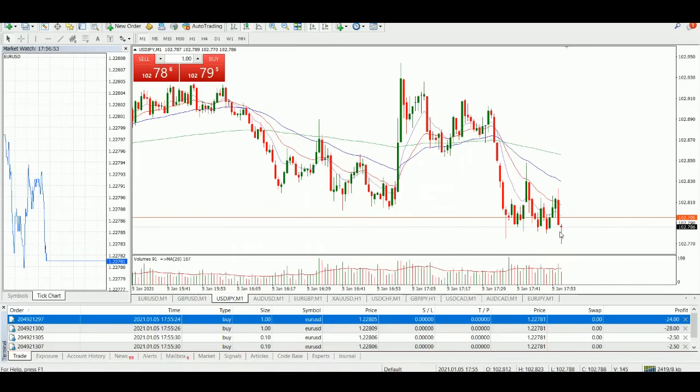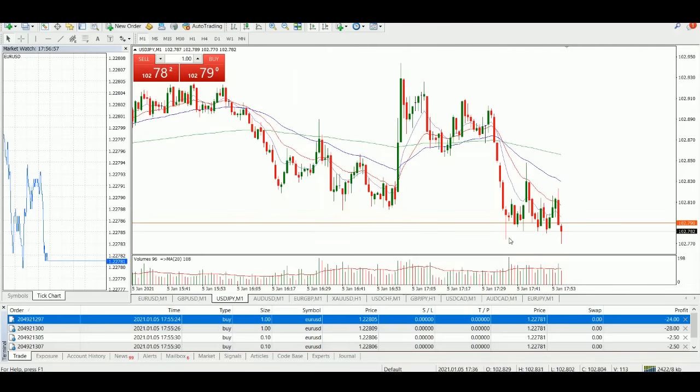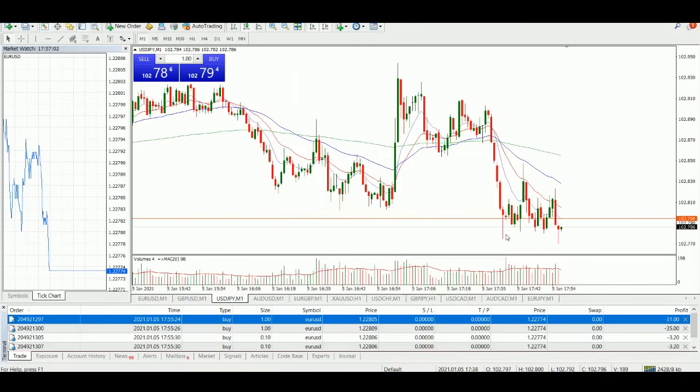Also on USD yen, it's always trying to break this last low. Okay, this last bottom. USD yen is trying very hard to break the last bottom, but always unable to break it.